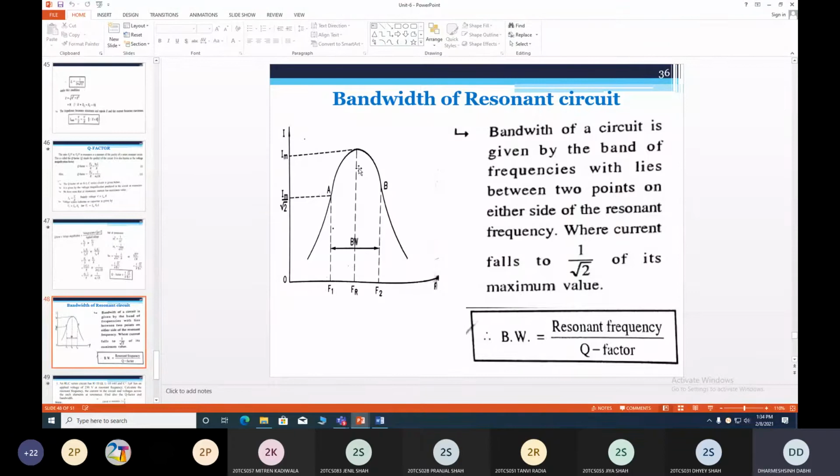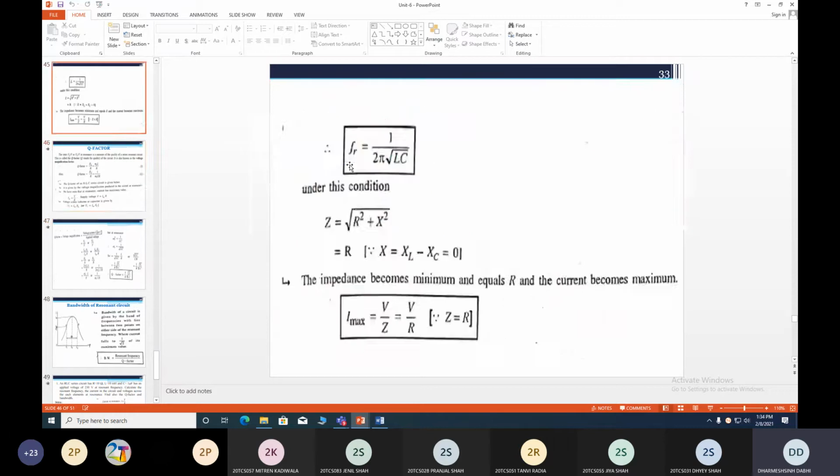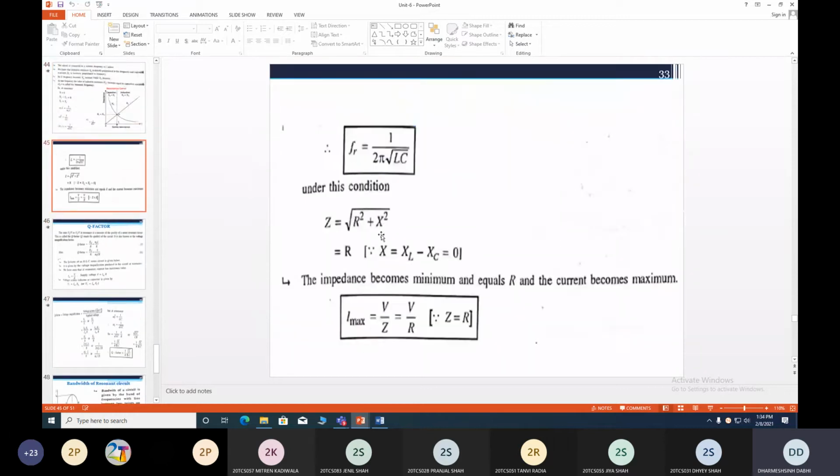Why do you get the maximum current at the resonant frequency? Because at the resonant frequency, XL becomes equal to XC. Inductive reactance becomes equal to capacitive reactance. So in the equation of impedance, when XL is equal to XC, X becomes 0. It means your impedance becomes only and only resistance. That's why at the resonant frequency you get the maximum current.